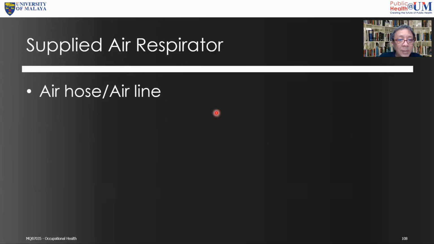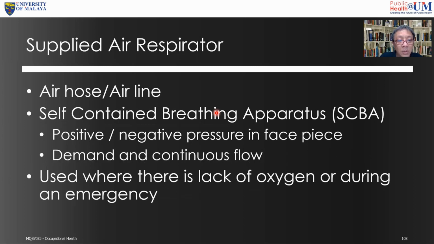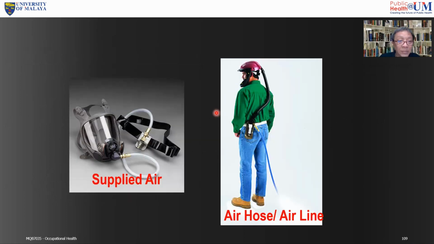Supply air can be an air hose or airline. Basically, air hose and airline are the same thing. Or SCBA, self-contained breathing apparatus, positive or negative pressure in face and demand or continuous flow. Used where there is lack of oxygen or during an emergency. So when it's an emergency situation, when you want to go into a room when you don't know what the hazard is, you use an SCBA. But in an area where your hazard is very high, you can use an air hose or airline.